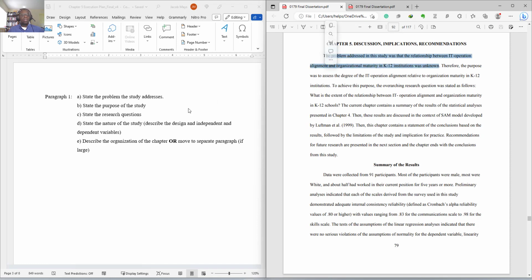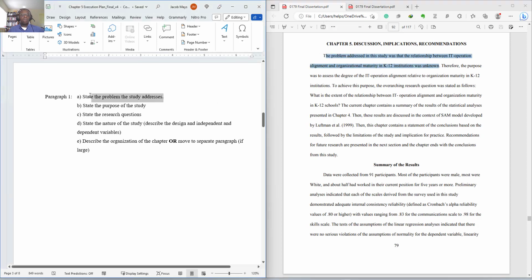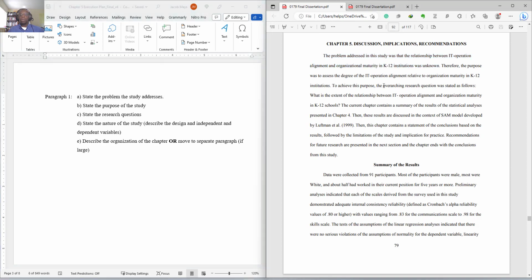Okay? So that is the statement of the problem right there. Therefore, the purpose of the study was to assess the degree of the IT operation alignment relative to organizational maturity in K through 12 institutions. So there she stated the purpose of the study. All right. To achieve this purpose, the overarching research question was stated as follows. What is the extent of the relationship between IT operation alignment and organizational maturity in K through 12? Okay. That was her research question.